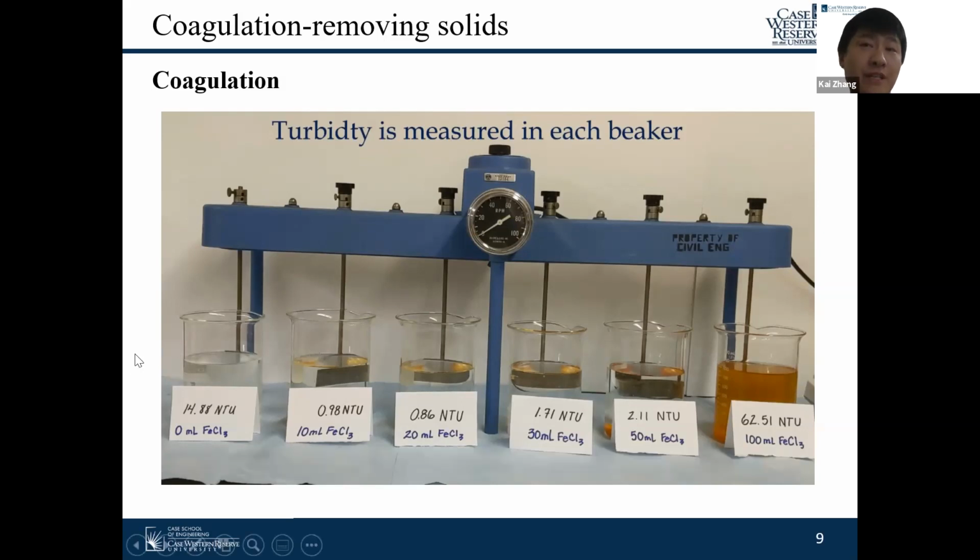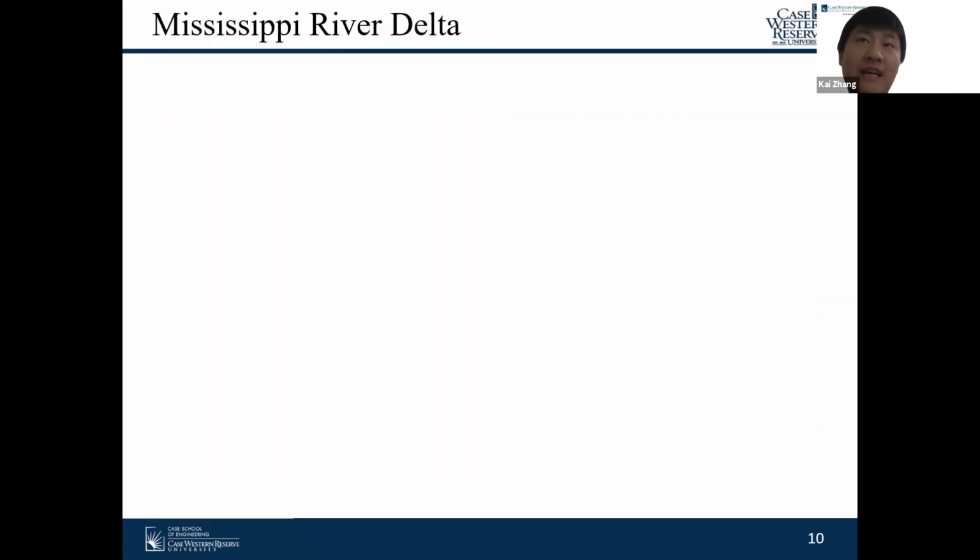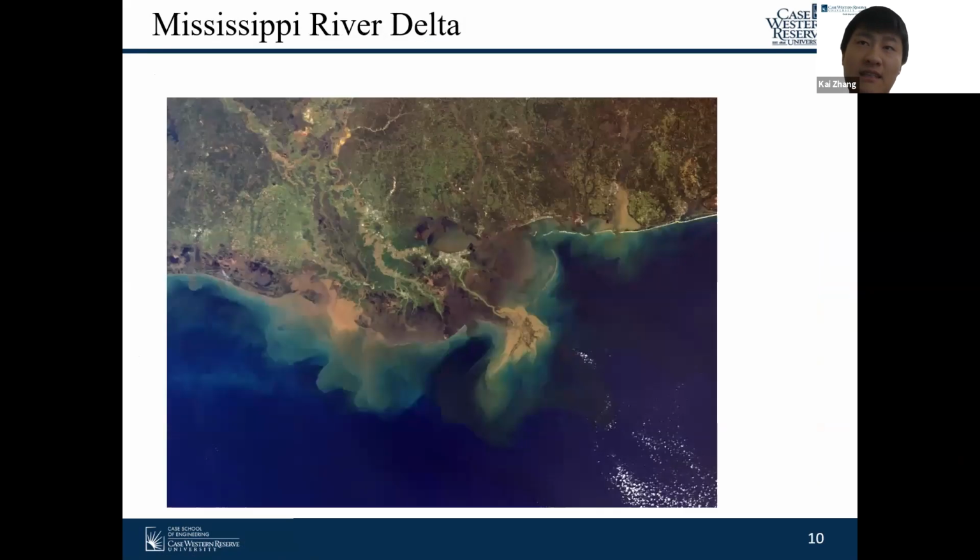Okay, after we finish this step, we remove the color and the solids in this untreated water. And the next question will be, can we say the water can be drinking safely? Oh no, I forgot one sentence.